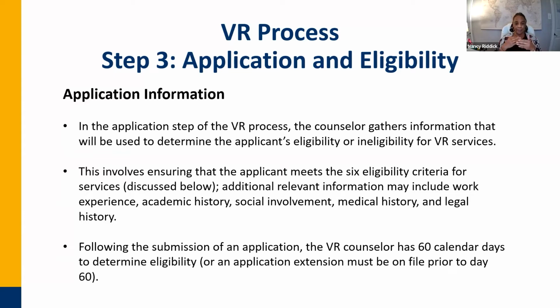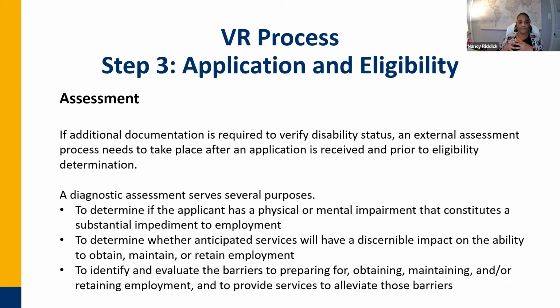Now, I, as a person, got all the information I need to have. Again, that documentation is vital. You won't have to go back to that participant to ask for that information if you get it up front and you already have that information available. Following the submission of an application, the VR counselor has 60 days to determine eligibility. In these 60 days, all this information is being gathered. You're going to have what you need to determine the eligibility or ineligibility for that participant. If additional documentation is required, then you get it.